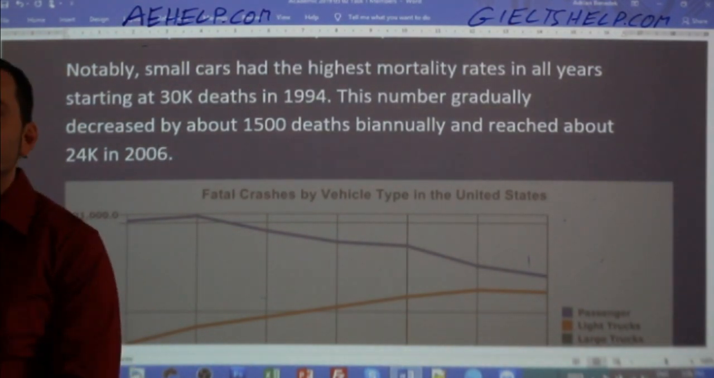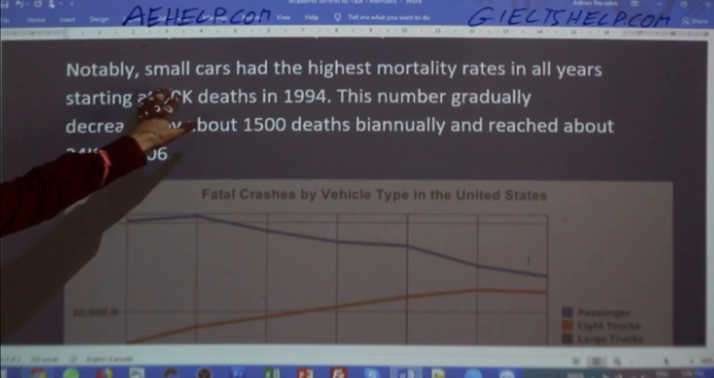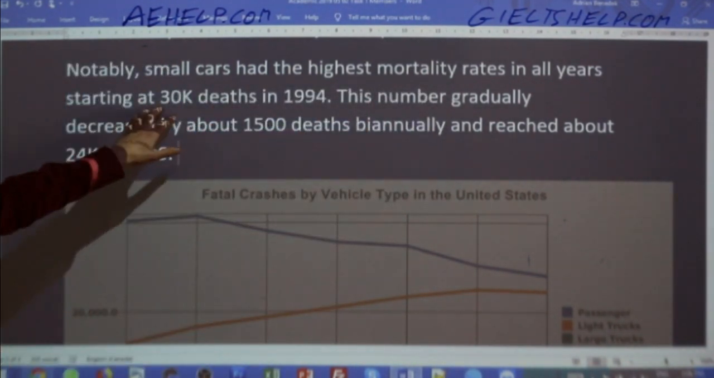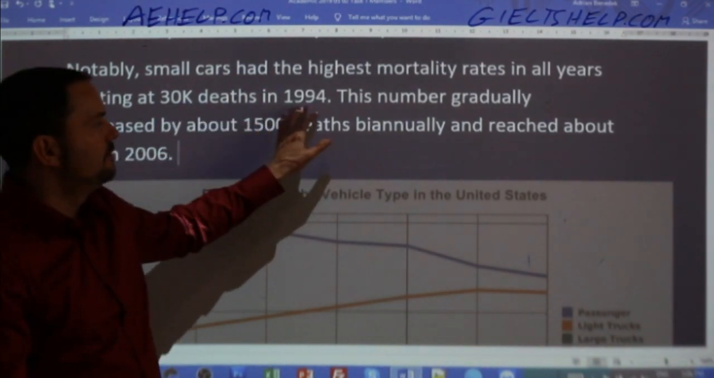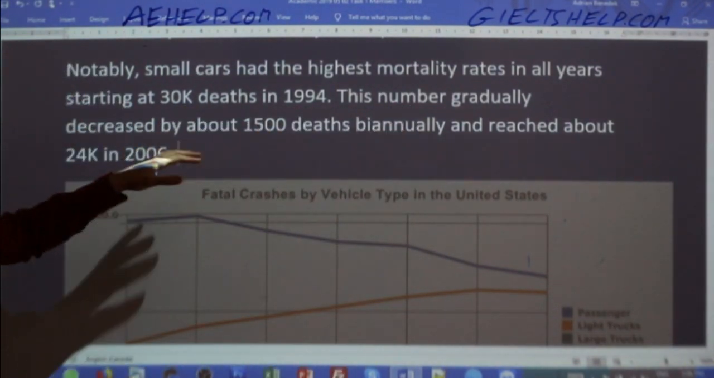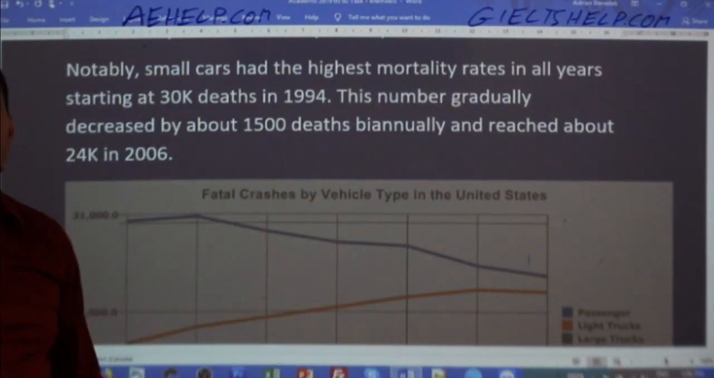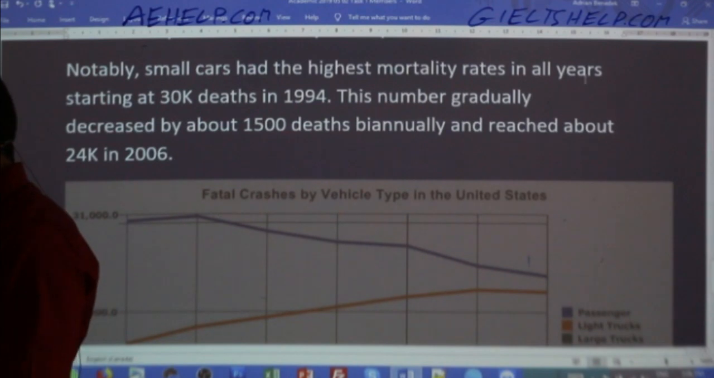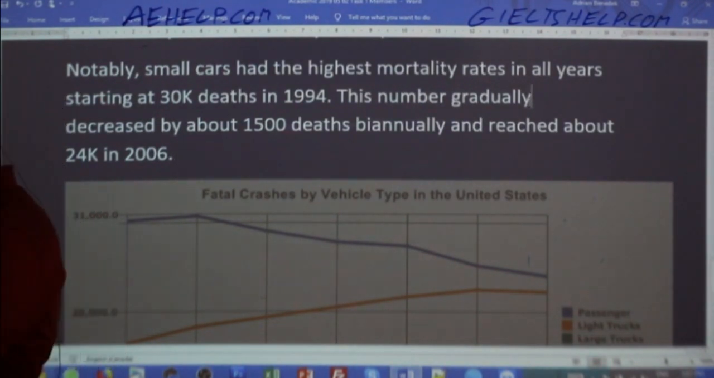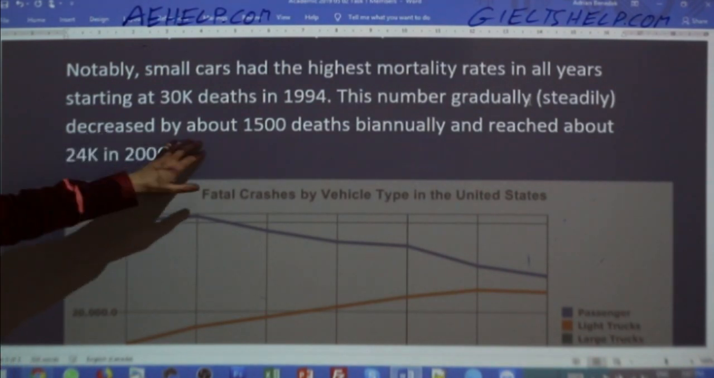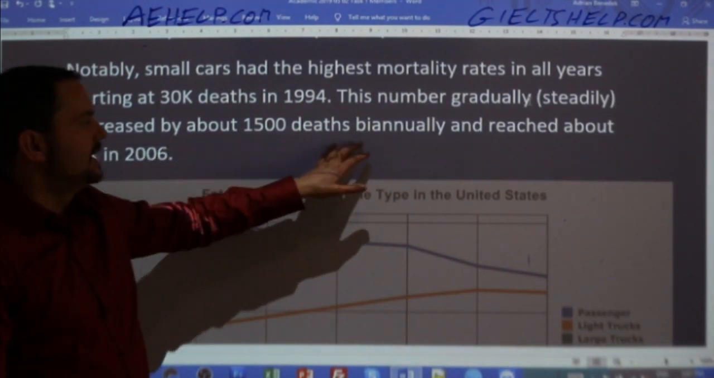Okay, so there's my sentence. Notably, small cars had the highest mortality rates in all years, starting at 30,000 deaths in 1994. This number gradually or steadily, so gradually and steadily are the two words that'll work. The word form there, I'm just going to add this. You should not do this on your IELTS. I'm just doing this for your learning. Okay, steadily is the synonym for gradually. So this number steadily or gradually decreased by about 1,500 deaths biannually.